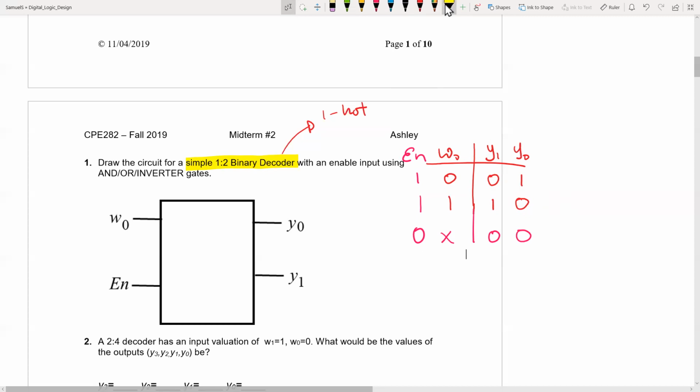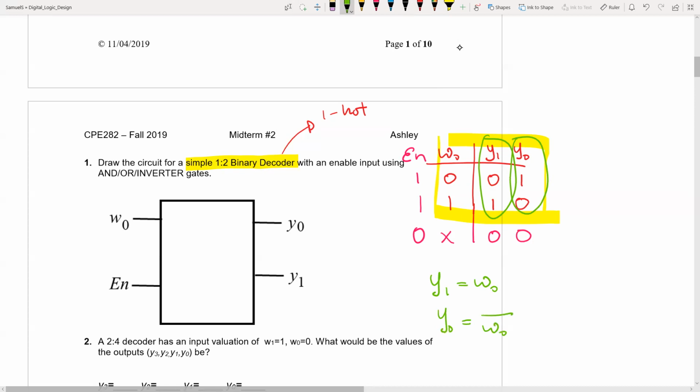I'm going to start by building this simpler circuit that we started with for just the decoder, and I can see the relationship very easily. If I want to generate an expression for Y1, I can see that Y1 is exactly equal to W naught. For Y naught, I see that Y naught is equal to the inverted version of W naught. And now I've got these intermediate signals here, and I can generate those pretty easily.